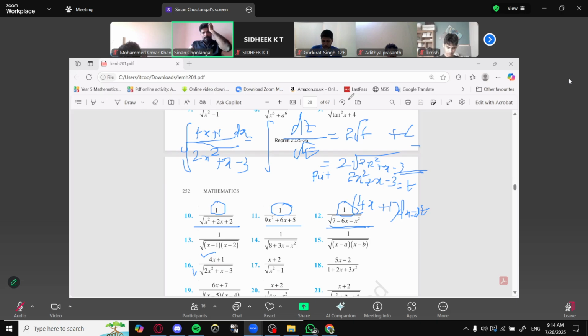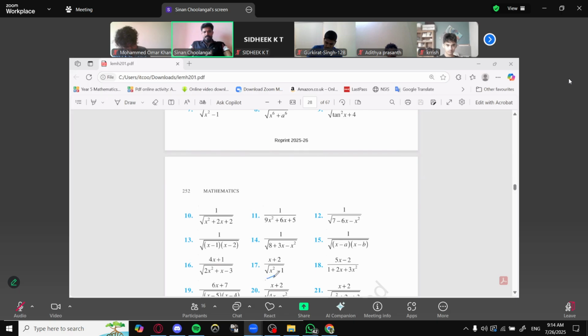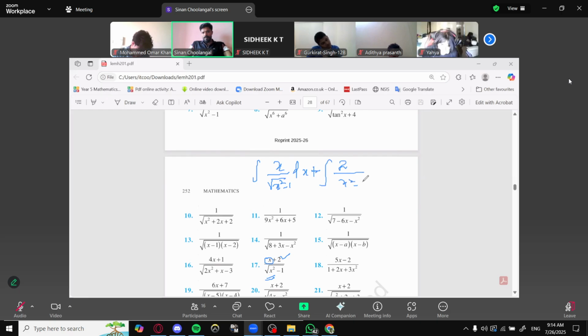Clear? Okay, 17th question. It is also working, but partially. In the 17th question, you have to say the derivative of x square is 2x. X is there, we don't want this 2, so we have to separate. This we already did in one of the questions. Second, you have to make it as plus 2 over. This is how question number 17 should be done.